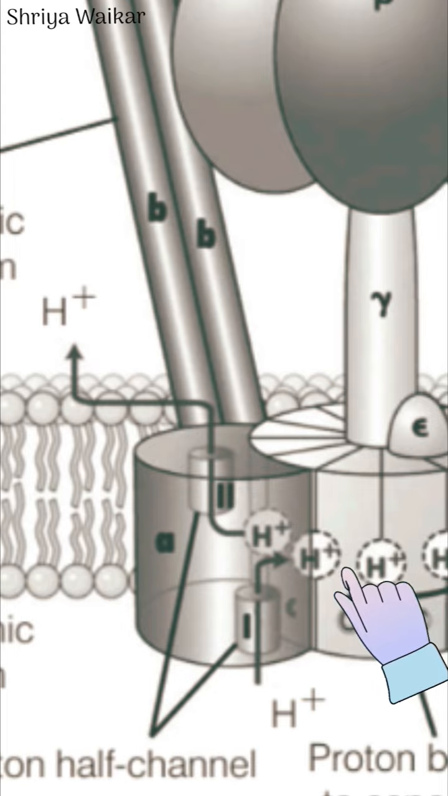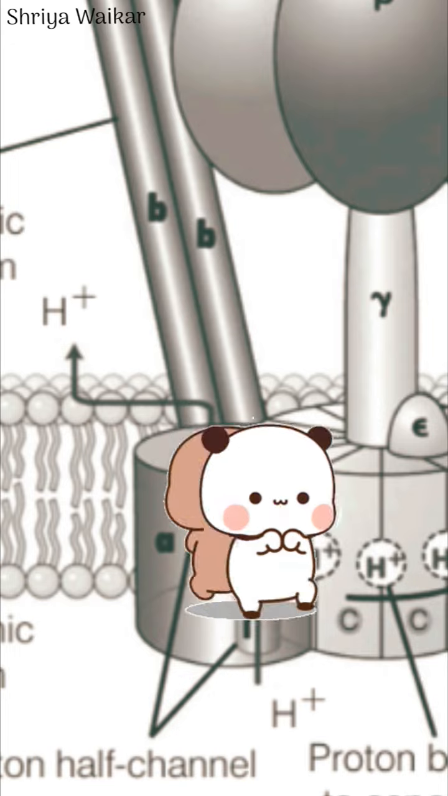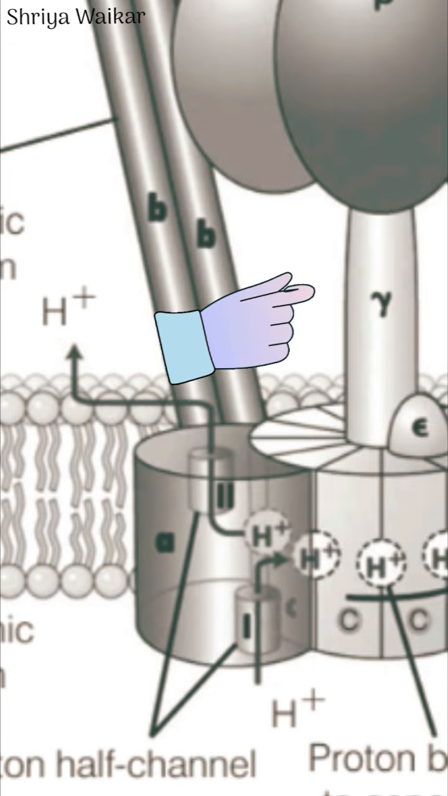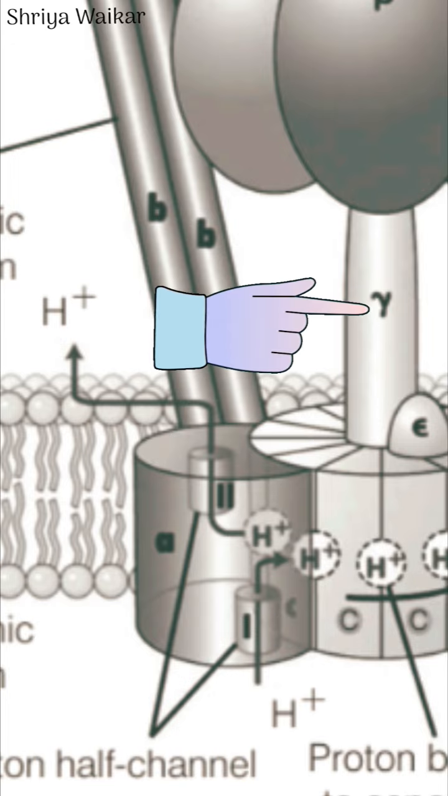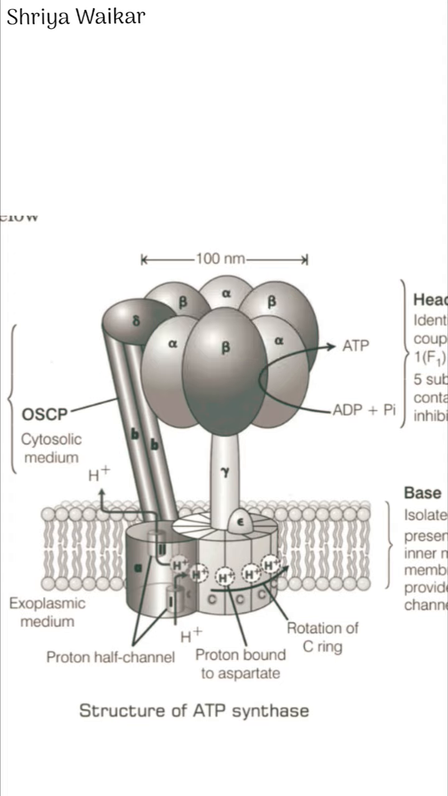First, the hydrogen enters the alpha subunit half channel, then binds to the aspartate residue on the C ring, and this binding causes the C ring to rotate. As the ring rotates, the gamma shaft also rotates. So what is important here? The F0 rotates the C ring plus the gamma shaft. Then the F1 remains static, held by the beta subunit. So the rotation changes the shape of the beta subunit.